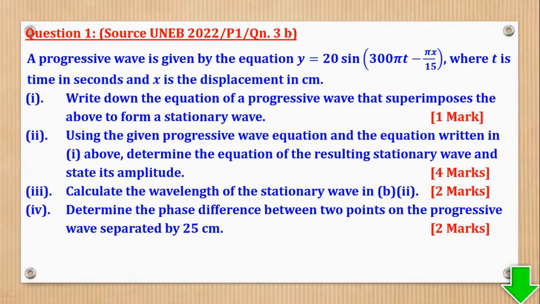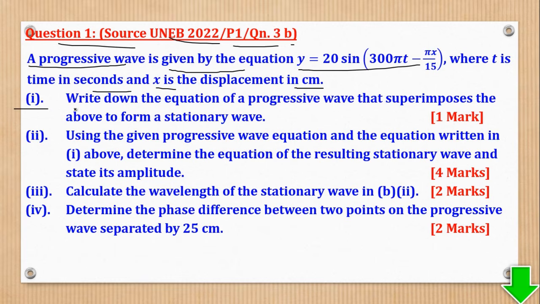So with that, we shall go through these questions. Question 1 came from UNEB 2022, that is last year. Paper 1, question 3b, and it says a progressive wave is given by the equation this, where t is the time in seconds and x is the displacement in centimeters.